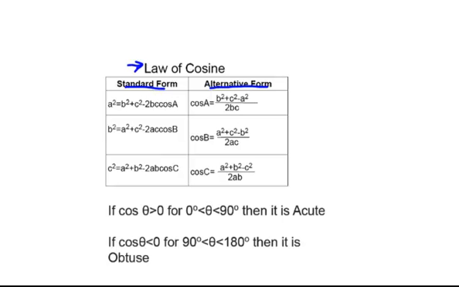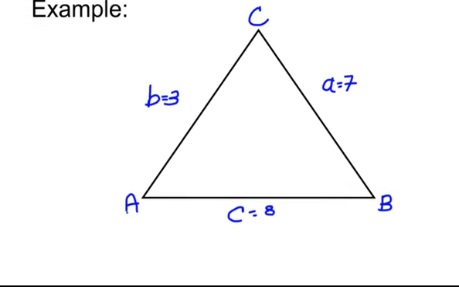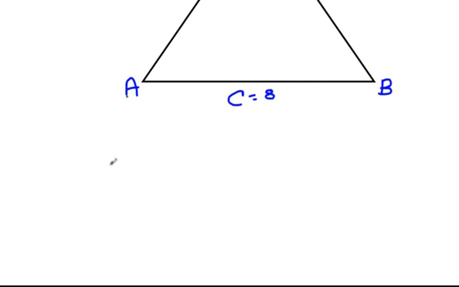All right, let's go ahead and look at an example. Here we have a triangle. We're given three sides. We're told that b equals 3, a equals 7, and that c equals 8. I have no information about the angles. I only know about the sides. So let's go ahead and figure out what we can do with this using our law of cosines.